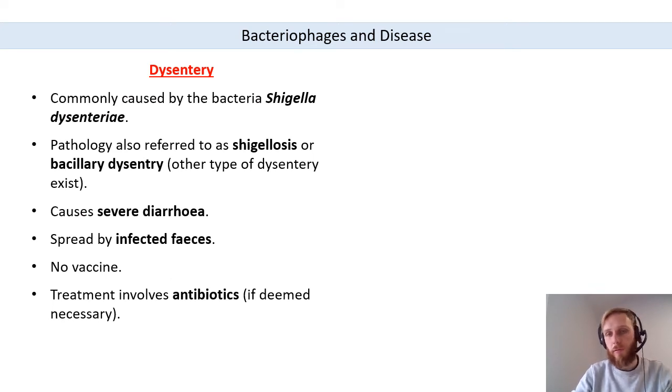Next, we have dysentery. So dysentery is caused by Shigella dysentery. So this is bacteria. Sometimes you'll see the disease referred to as shigellosis because it's caused by Shigella, or bacillary dysentery. Diarrhea is the primary symptom. As we may know, dysentery is traditionally associated with diarrhea. It's spread in the same way as many other infections of the lower GI tract, particularly bacterial infections of the lower GI tract, so spread through the fecal oral route. And again, it's a bacterial infection, so treatment is centered on antibiotics.